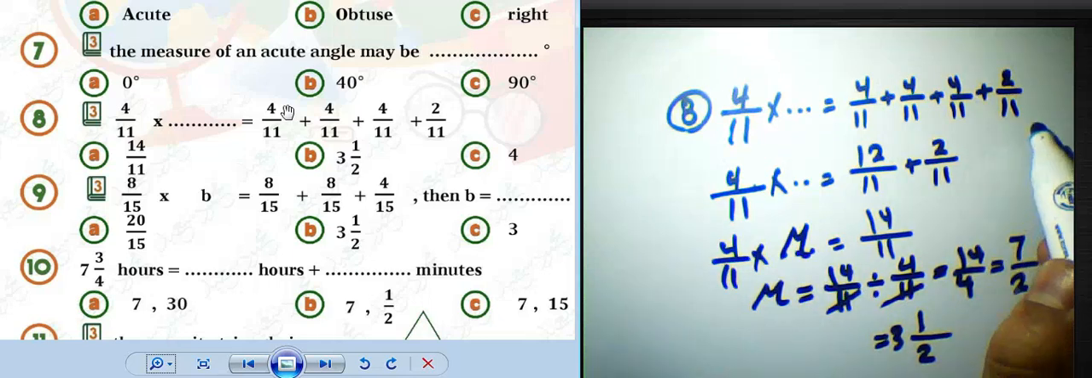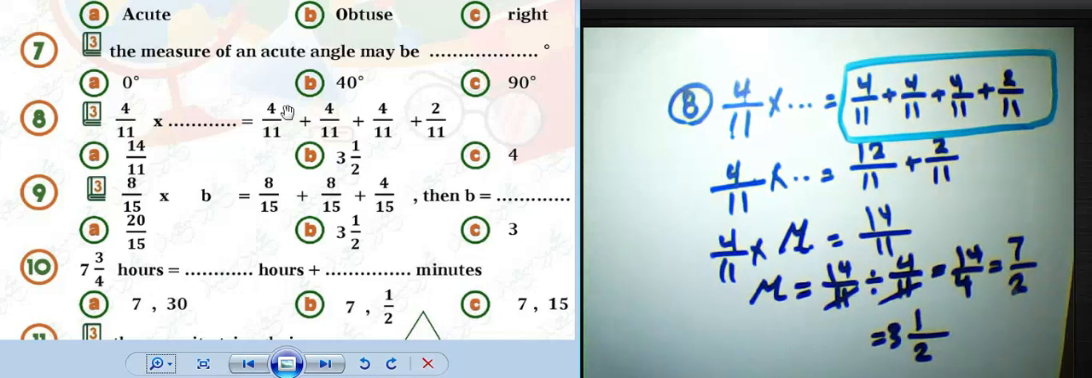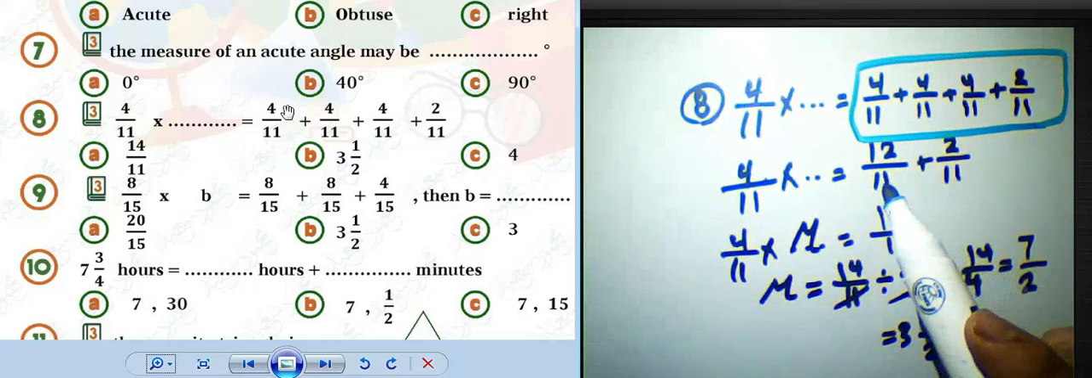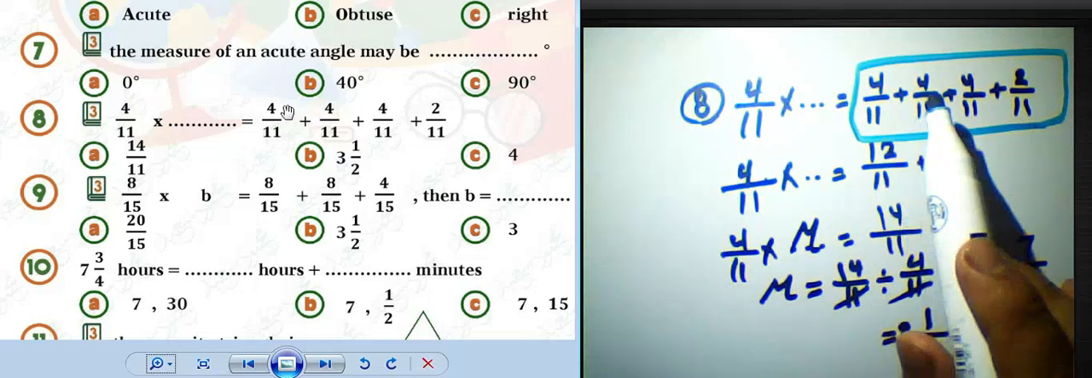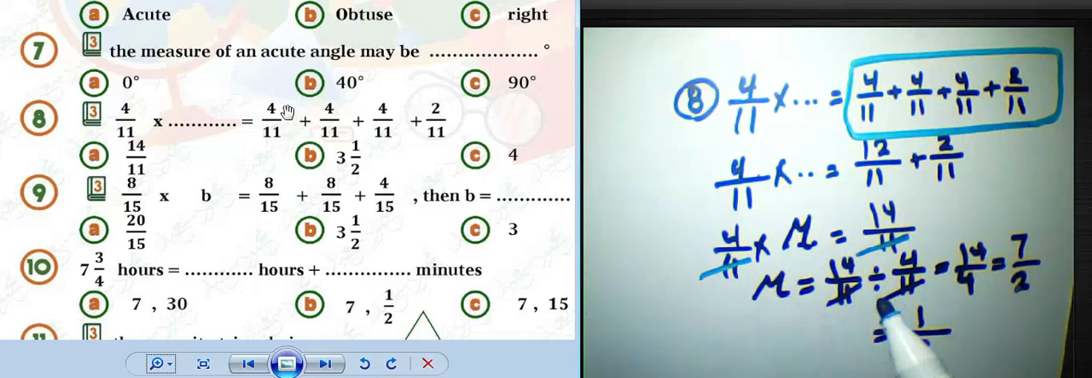In this example, I found 2 over 11. So I will find the least common multiple of them, which is 11. We must add 4 plus 4 plus 4 plus 2, it will be 14. Ask yourself, 4 over 11 multiplied by what equals 14? We can cancel 11 by 11 and m equals 14 divided by 4. This is the equation. 14 divided by 4, we can simplify by dividing by 2. It will be 7 over 2 and then simplify the result, it will be 3.5. So the result will be 3.5. Choose letter B about this question.